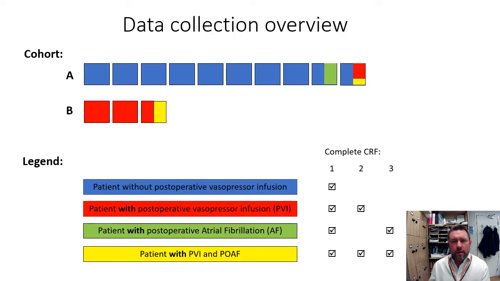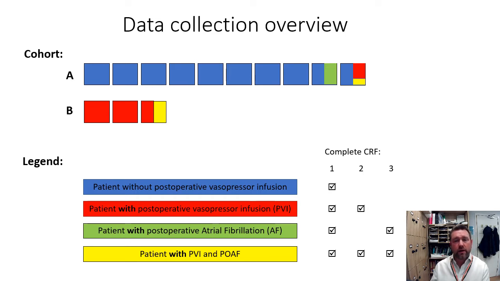This is a diagram I made to make it a little bit clearer. In the busy week, Cohort A, most people are blue, which means they don't have post-operative vasopressin infusions. Some patients will have post-operative vasopressin infusions, and they're in red here. Some will have post-operative vasopressin infusions and atrial fibrillation, and they're in yellow. And some will just have AF, and they're in green. If you have no post-operative vasopressin infusion, you're blue. If you have post-operative vasopressin infusion, you're blue and red. Sorry, you complete 1 and 2. If you have atrial fibrillation, it could be 1 and 3, and if you are a patient who's had post-op vasopressin infusion and post-op AF, you have 1, 2, and 3.